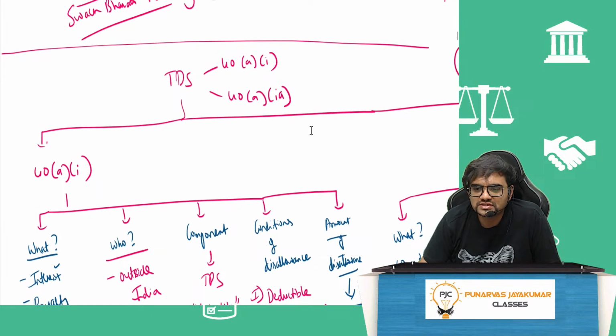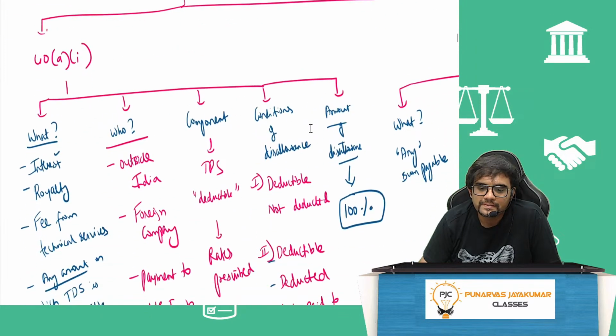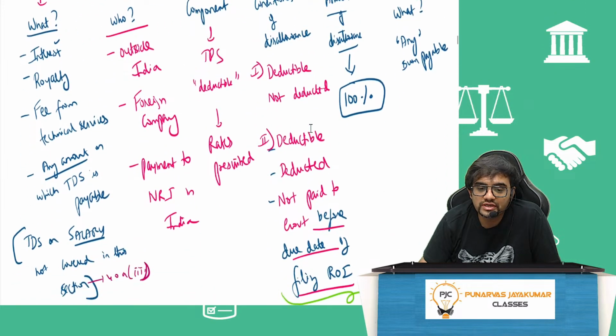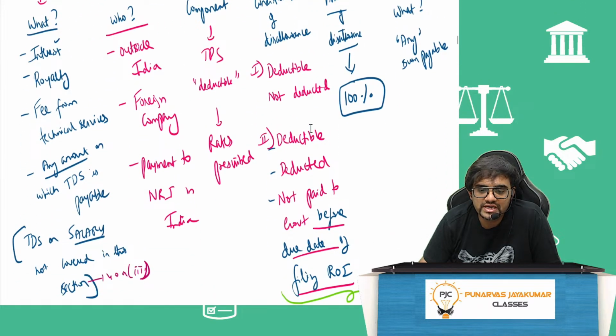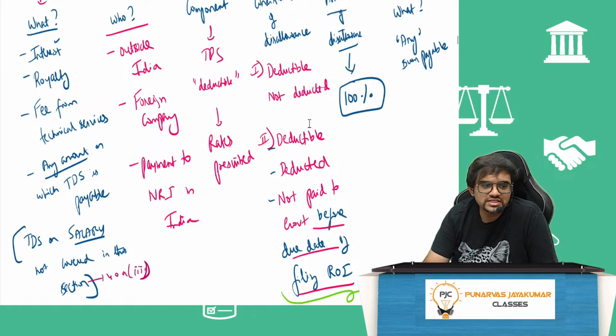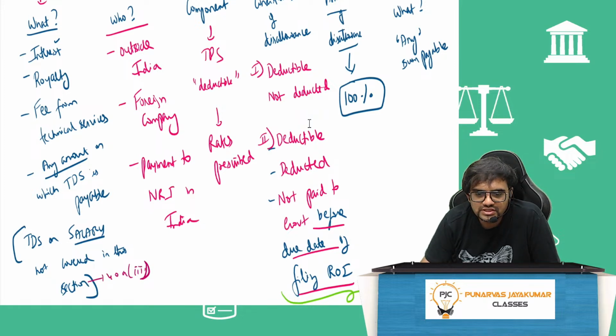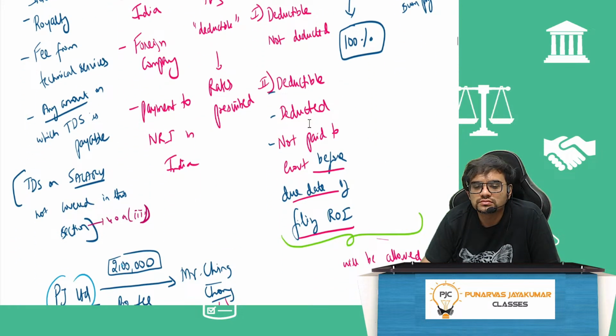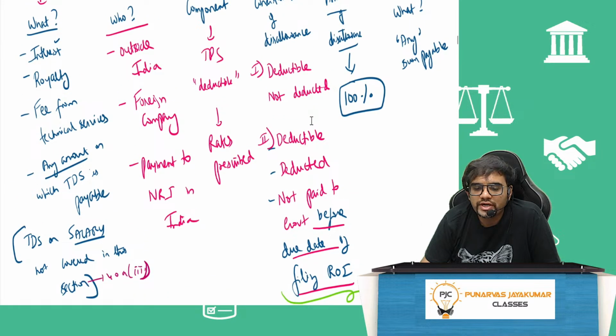So, TDS 40(a)(i), 40(a)(ia). 40(a)(i), what all it covers? Interest, royalty, fee from technical services, and any amount on which TDS is payable. That is 40(a)(i). Mind you, TDS on salary is not covered here. TDS on salary is covered in 40(a)(iii).